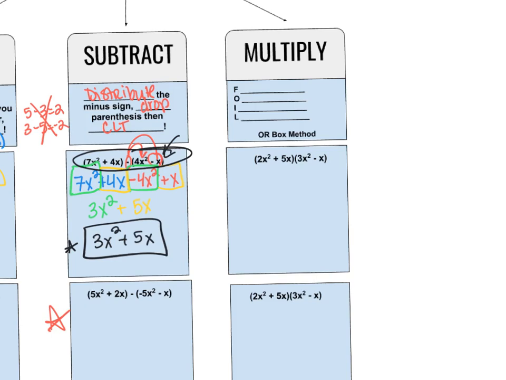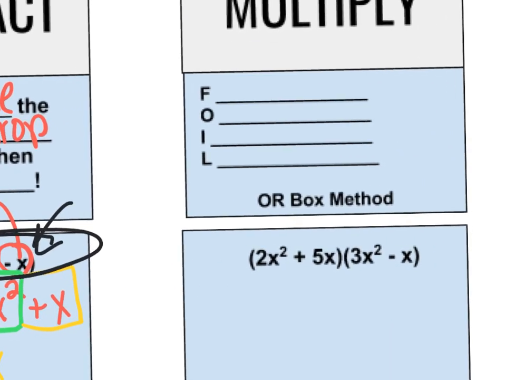So I actually have this same problem twice, and I'm going to show you the 2 different ways how you get the same answer. So for the first one, I want to make sure that we understand what FOIL stands for. You might have heard this before in middle school. So FOIL, F stands for first. So you're going to multiply your first terms.